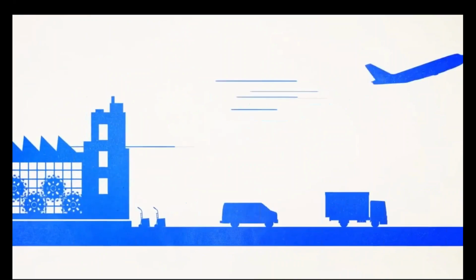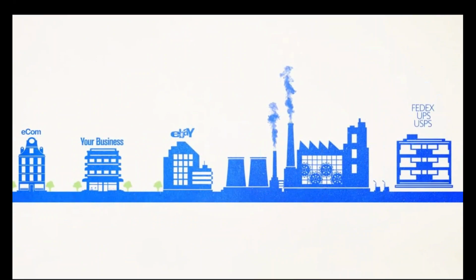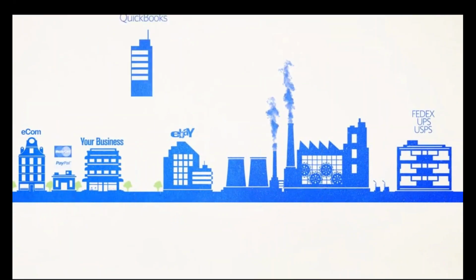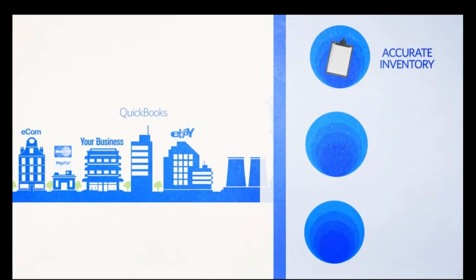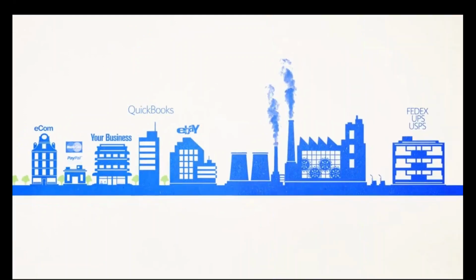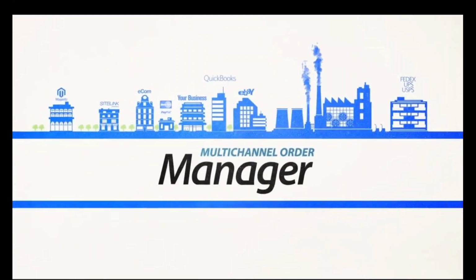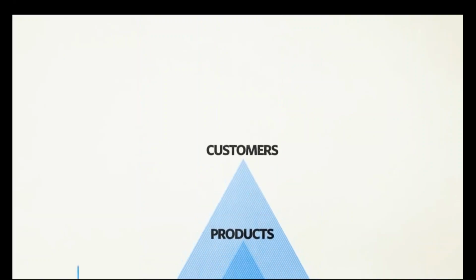From shopping to shipping, M.O.M manages the critical aspects of your business, including essential integrations with carriers, payment processing, and accounting systems. So you can be sure that inventory is always accurate, orders ship smoothly, and your customer service team can respond with confidence. And with M.O.M handling all the complicated details, you'll be free to focus on sourcing new products, finding new customers, and ultimately growing your business.